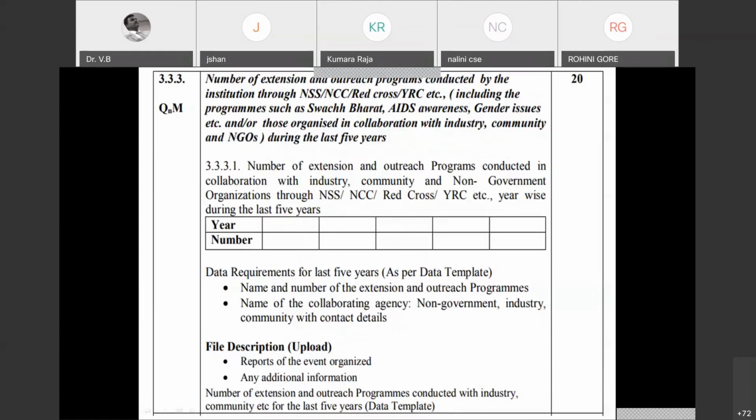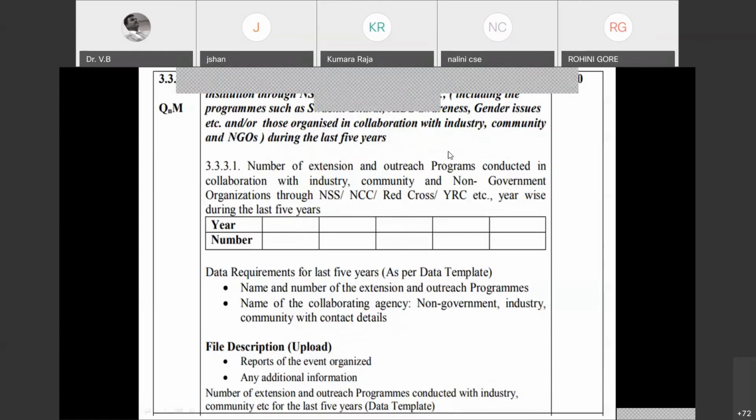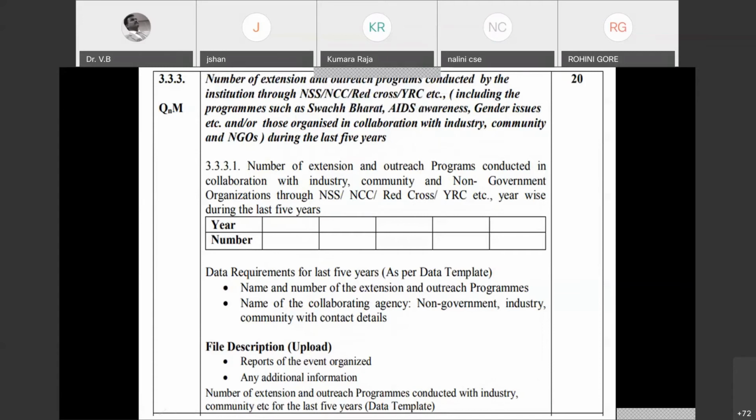The number of extension programs organized through the NSS, NCC, Red Cross, all that. So here again, it is a quantitative metric, which means there is a data template which will include the agency with which you have collaborated, and in case there is no collaboration, then no problem at all. In case only the NCC is involved directly in that, absolutely no problem. In the column name of the collaborating agency, you can say nil.